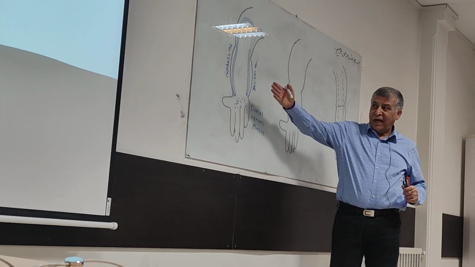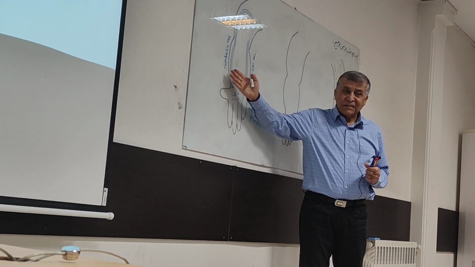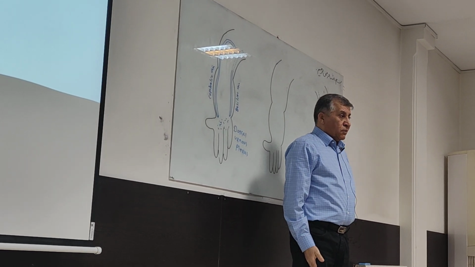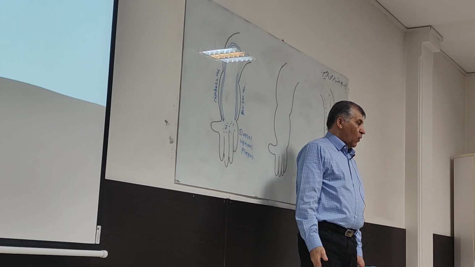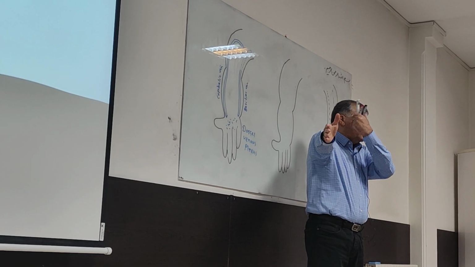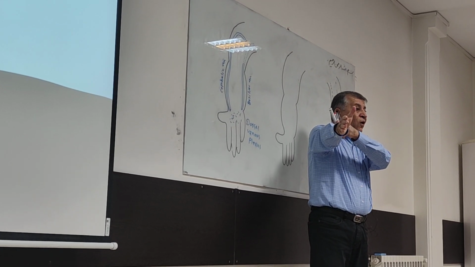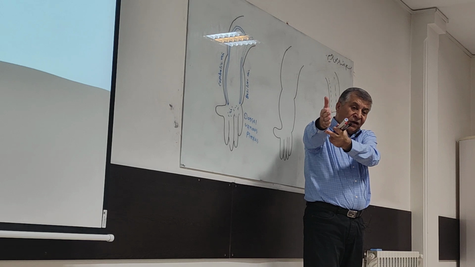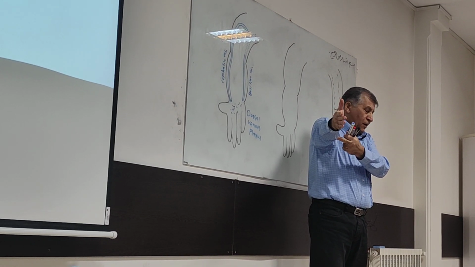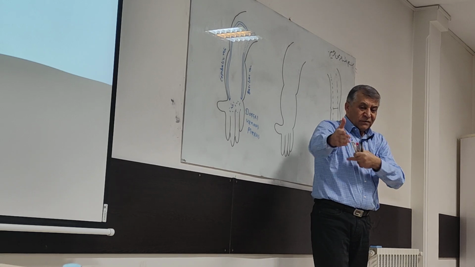Why are these veins called cephalic and basilic? When your upper limb is held in this position, this vein is near to the head. For this reason, it's called cephalic. This vein is near to the base. It's called basilic. Okay? Cephalic vein, basilic vein.